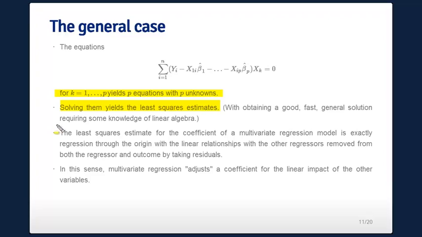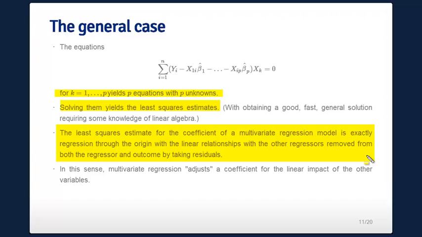But this point is interesting because it just generalizes what we did for two variables. The least squares estimate for the coefficient of a multivariate regression is exactly regression through the origin, with the linear relationships of the other regressors removed from both the regressor and the outcome by taking residuals. And because all we've developed is how to take residuals one at a time, you can do this one at a time, removing the linear relationship of x2, then x3, then x4, and x5 to get the adjusted relationship between y and x1.